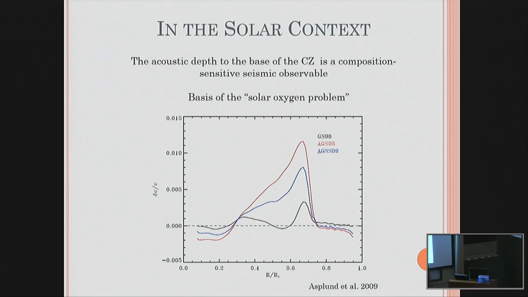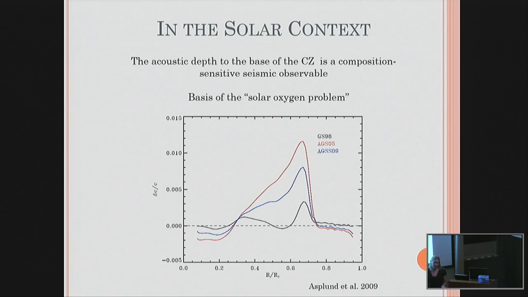So this comes back to composition. The base of the convection zone has something to do with composition, and we talk about this commonly in the case of the Sun. There's a problem with the oxygen abundance in the Sun. People argue about oxygen to the 50% level in the solar case, and there are kind of two camps.